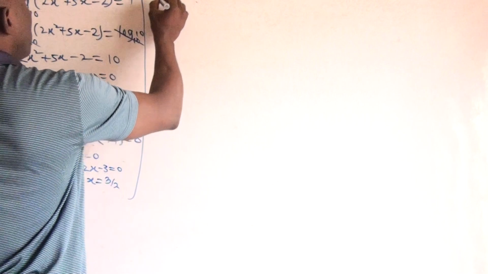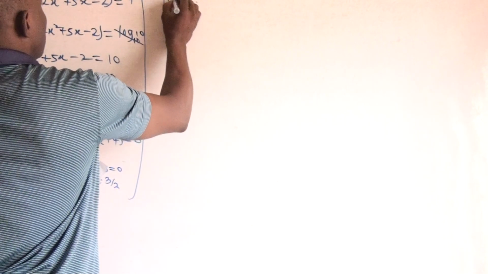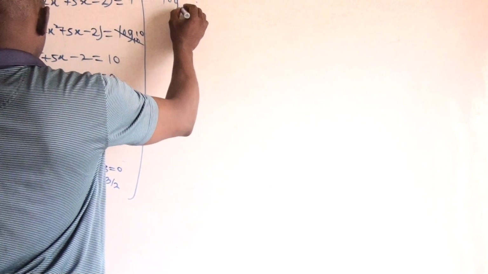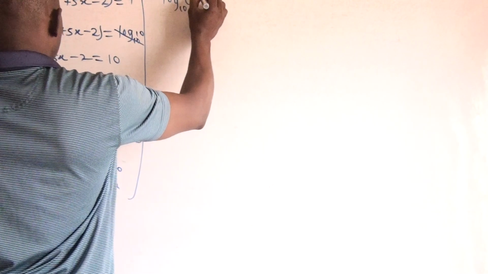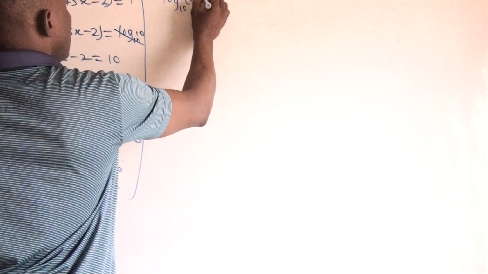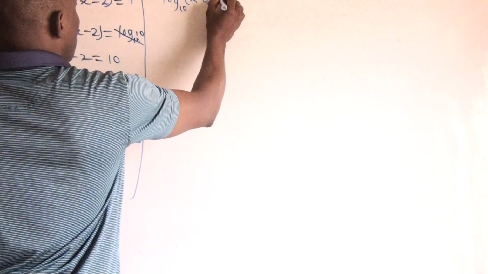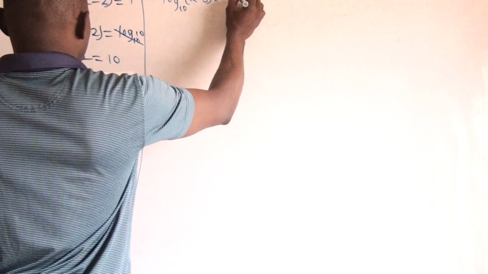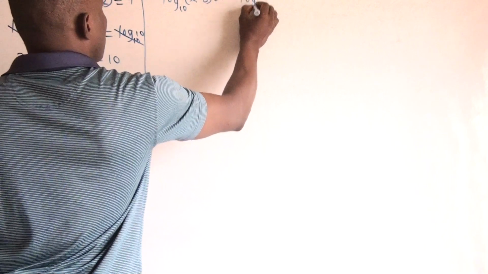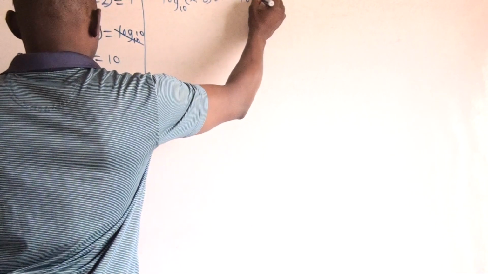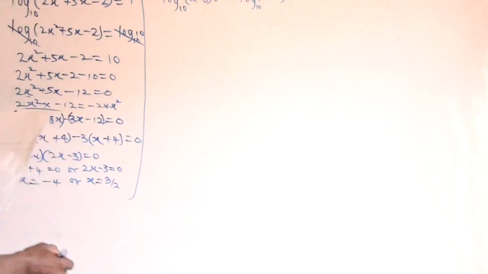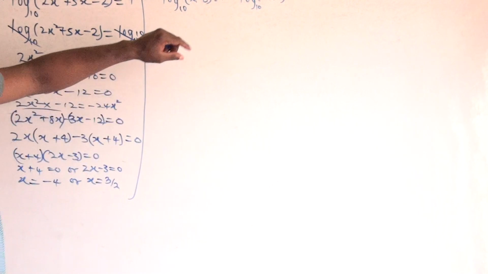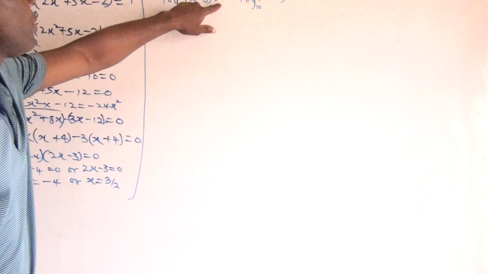Question 2 is, solve for x, log to base 10 of open bracket x minus 8, close bracket, is equal to 1 minus log to base 10 of x plus 1. Here we're asked to find the value of x. Here we must look at this carefully.